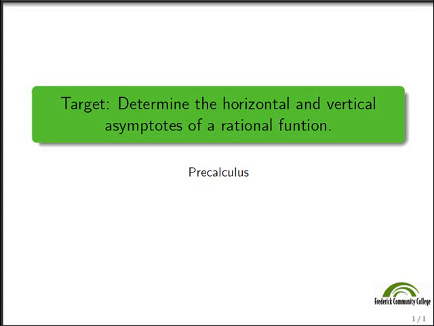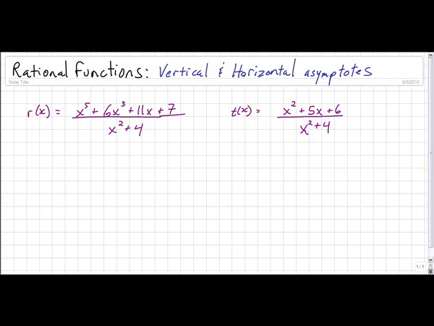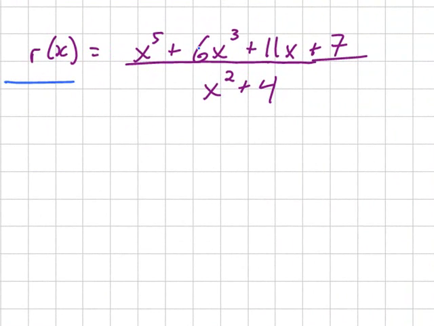Target: determine the horizontal and vertical asymptote of a rational function. Rational functions, finding the vertical and horizontal asymptotes. First, we're going to try to find the vertical asymptote of r of x. Here we have the expression of r of x.